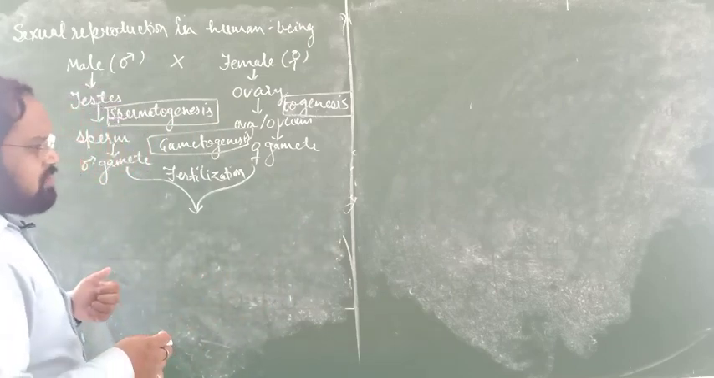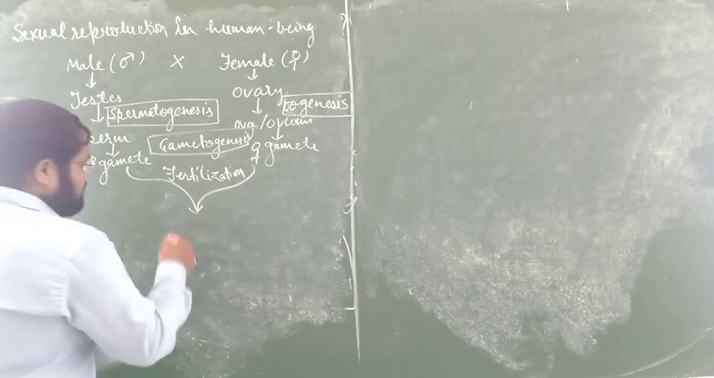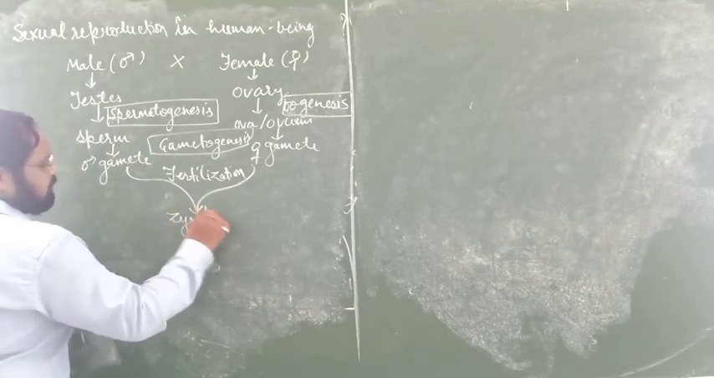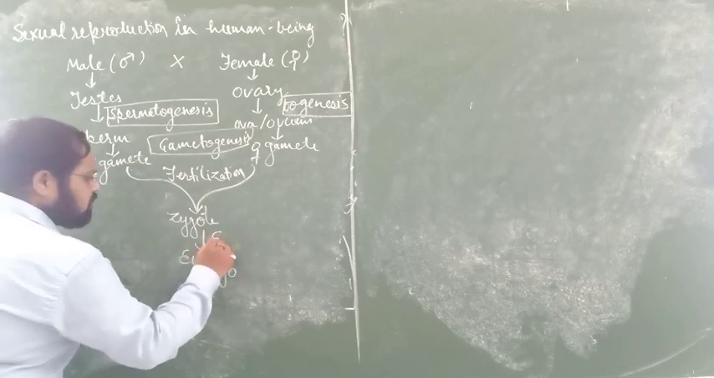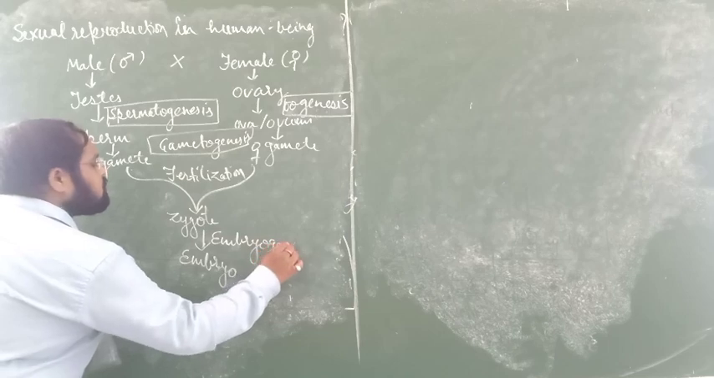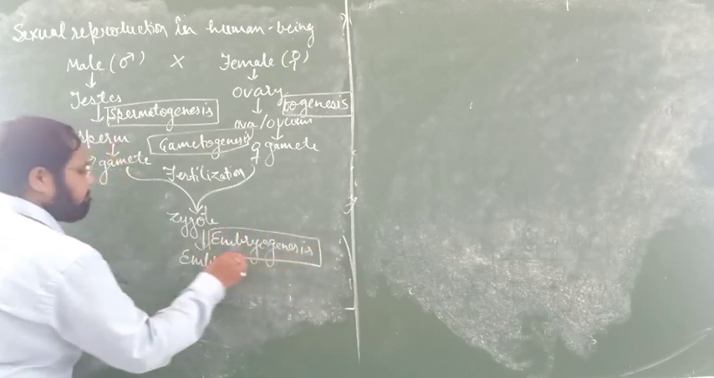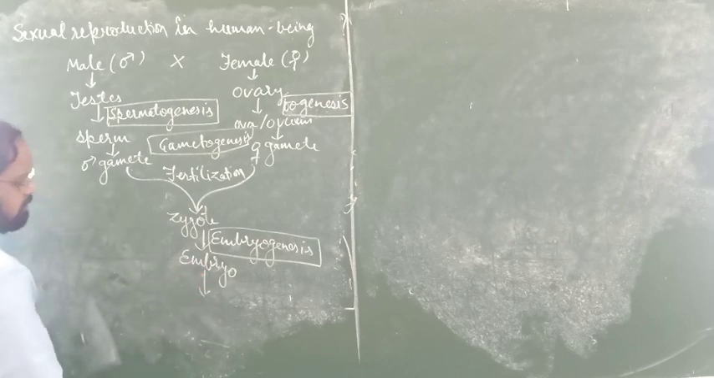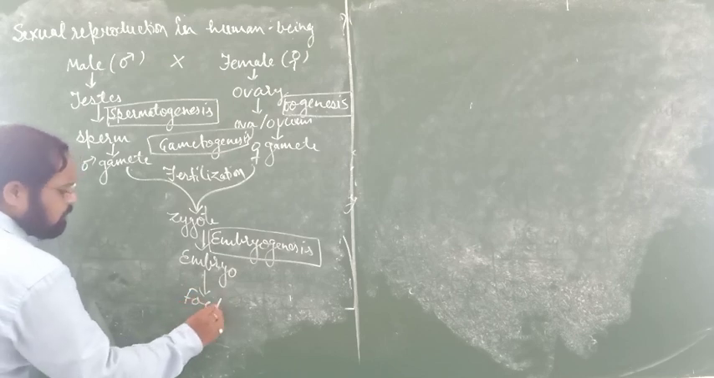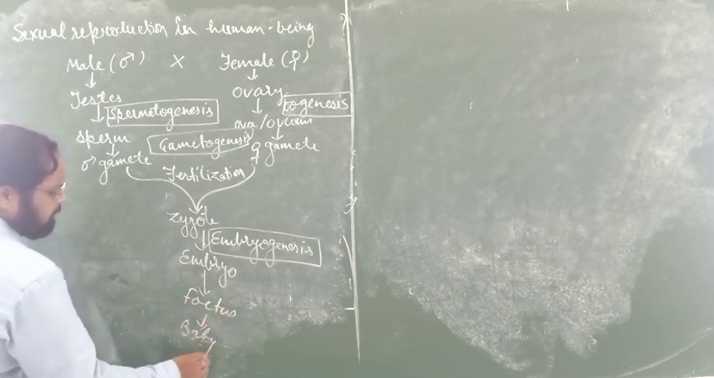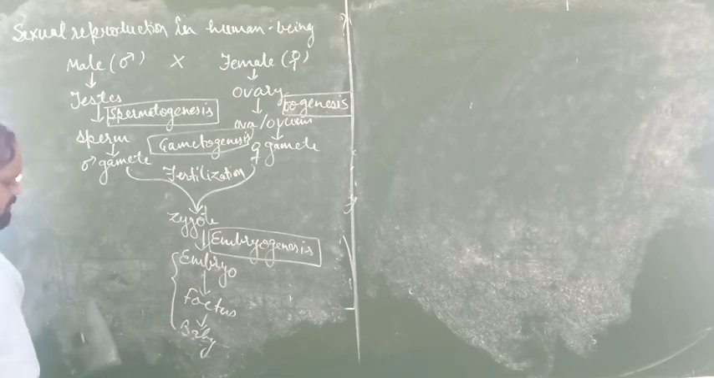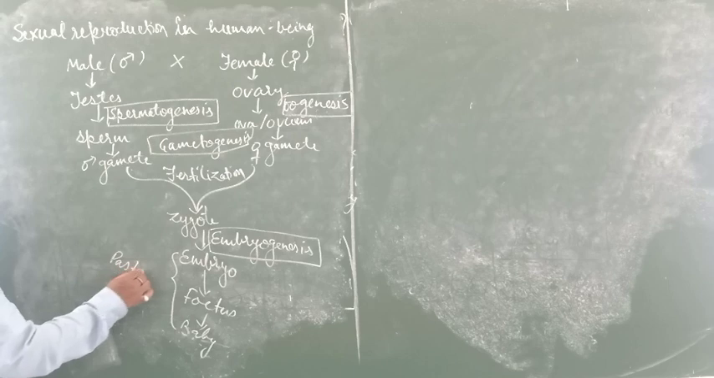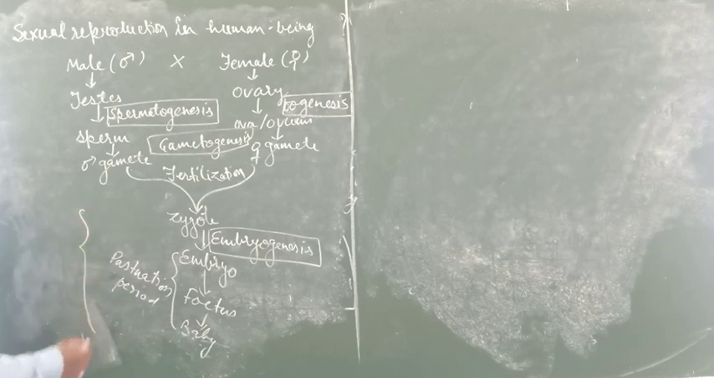So after the fertilization of male and female gamete, there is the formation of zygote, which will develop to form embryo. Formation of embryo is called embryogenesis. Okay, that embryo develops into the fetus and it will develop into the baby. This development from embryo to the baby is called the post-fertilization period, and the development of zygote into the baby is called the gestation period.